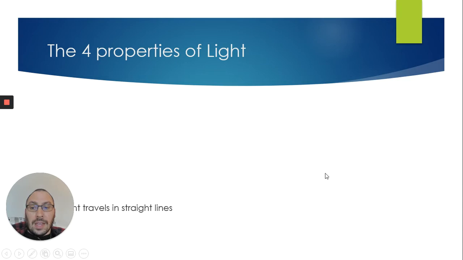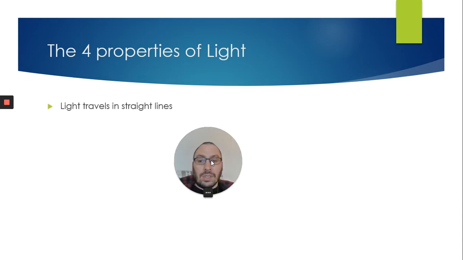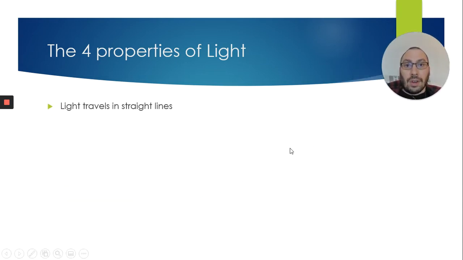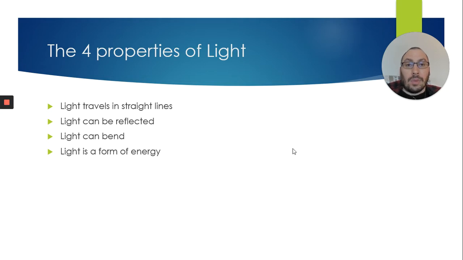But the four properties of light, and they are light travels in straight lines. Very, very important. Has a lot to do with what we're talking about today. Light can be reflected. Also has a little bit of what we're going to talk about today. Light can bend, and lastly, light is a form of energy. Okay, so please make sure you guys know these. They will be on your quiz, especially for topic 1, which some of you may have already written.